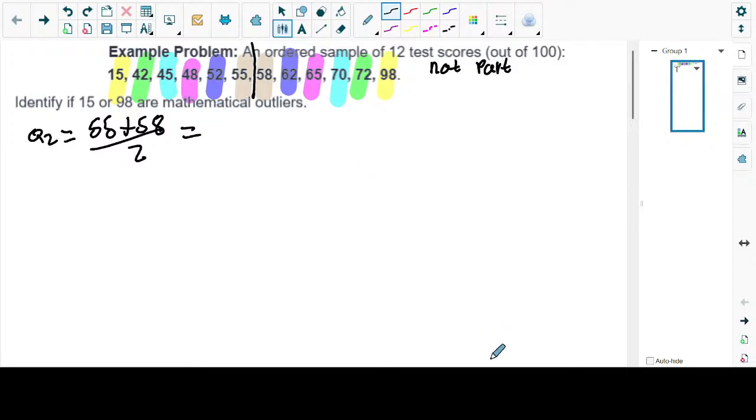Should I use my calculator or are you going to do it? Let me use my calculator. 55 plus 58 gives you 113. And you need to divide 113 by 2. So it's going to give you 56.5. Yeah, you're correct, 56.5. Which is our Q2.